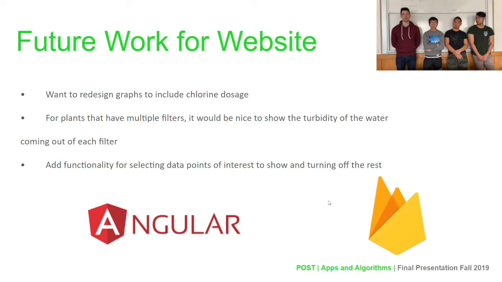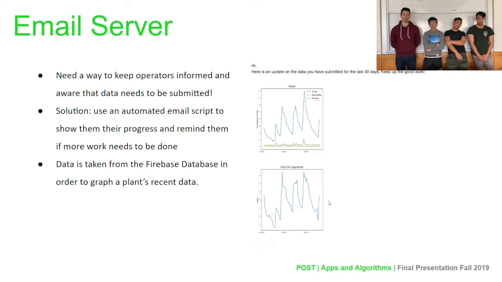And then lastly, as I said, we want to make it easier for someone to view the data they're interested in. So we want to also add functionality to turn on or off certain data points, such that anyone who's interested in, say, just the turbidity coming out of the filter can view that without having the graph and the tables cluttered with other information.